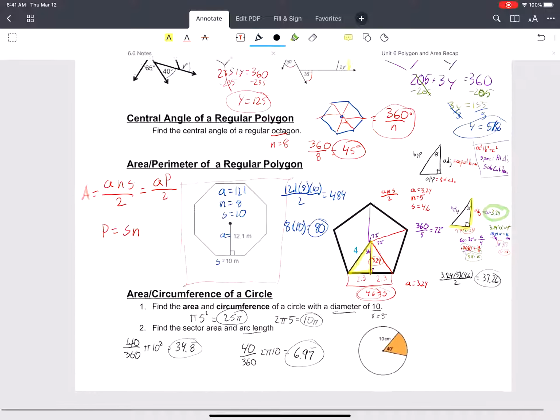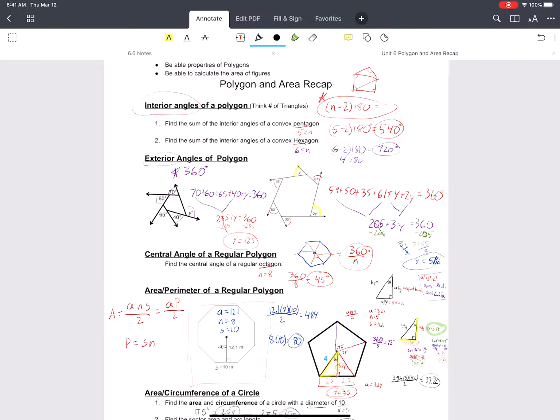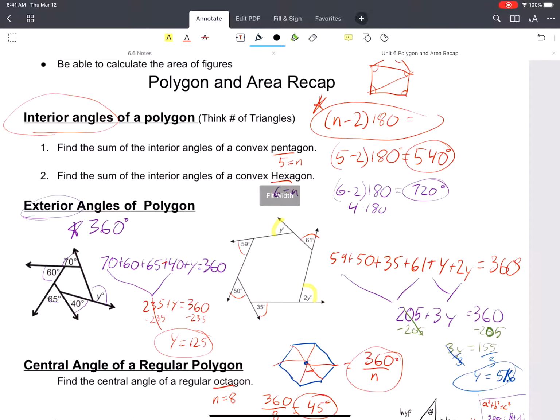So hopefully this is a helpful guide to reviewing some of the things that we looked at with area and perimeter of polygons, and a couple of other properties of polygons.